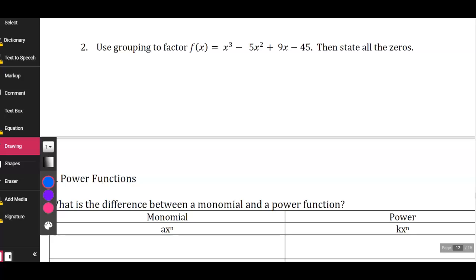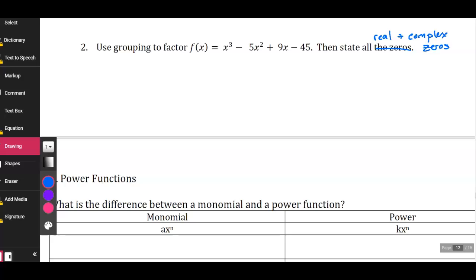Use grouping to factor this cubic function and state all zeros. Now they probably should have said all real and complex zeros, because just saying state zeros, normally the assumption is only real there. So normally they would say real and complex.